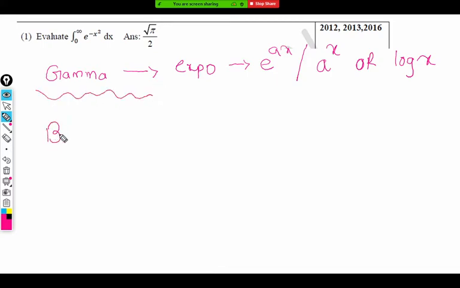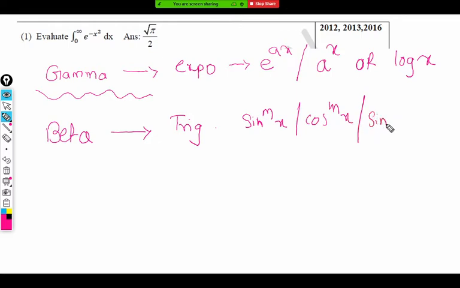Now to identify an example on the beta function, the first thing we should have is a trigonometric form. Trigonometry means sine raised to mx, or cos raised to mx, or sine raised to mx into cos raised to nx. Only sine and cosine. If there are only sine and cosine terms in the integral, like sine raised to mx or cos raised to mx or sine into cos, we can solve this by the trigonometric form of the beta function.